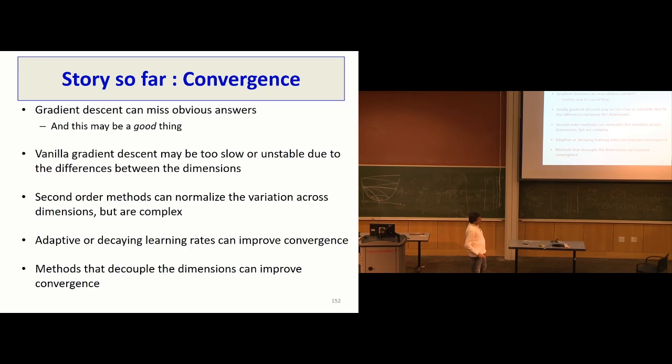So coming to the close of today's lecture, we've seen gradient descent can miss obvious answers. Vanilla gradient descent may be too slow or unstable because the different dimensions behave differently. Second order methods normalize the variation across dimensions but are complex. Adaptive or decaying learning rates can improve convergence, and methods that decouple the dimensions can improve convergence.